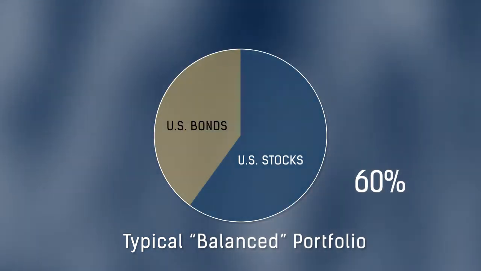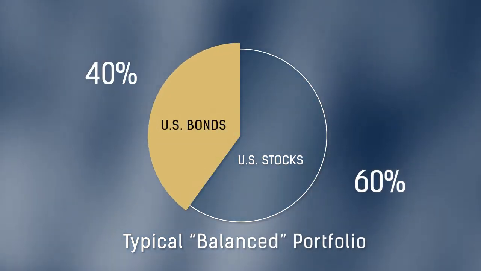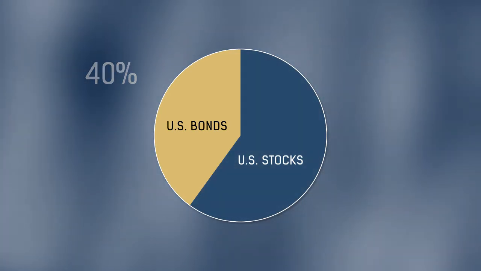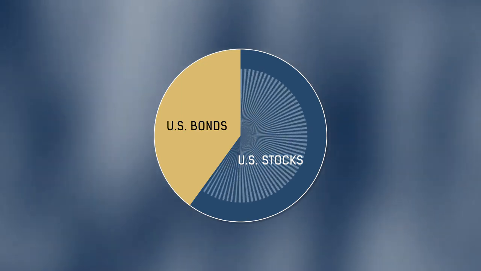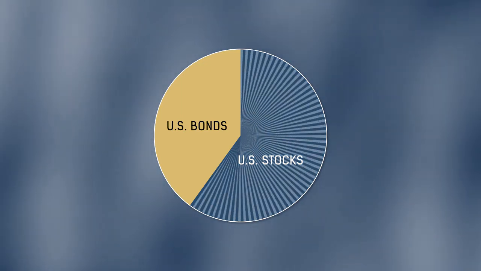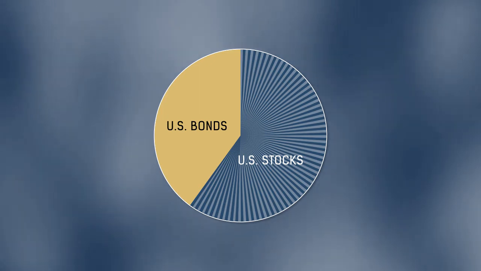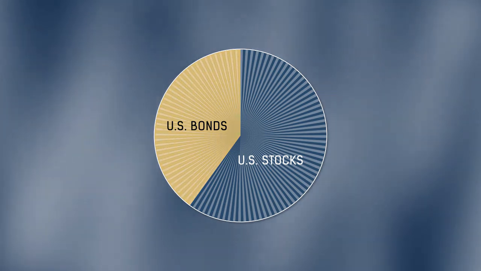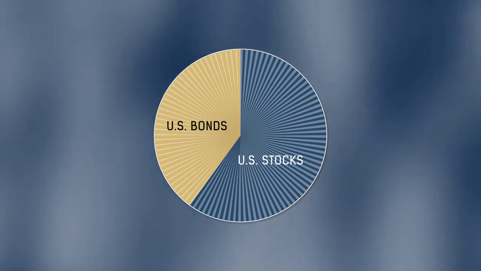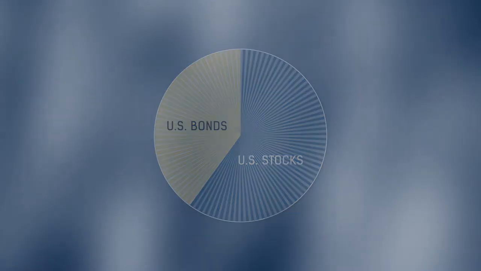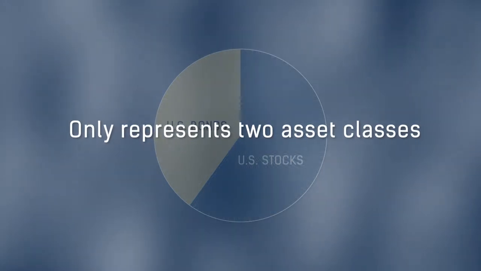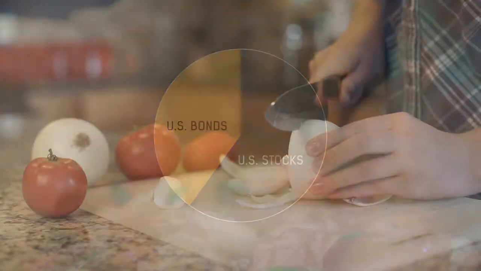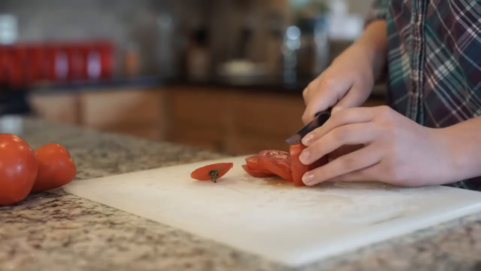stocks and the remaining 40% allocated to U.S. bonds. If a stock mutual fund were purchased, the stock portion of the portfolio might represent up to 500 different U.S. companies. And if a bond mutual fund were purchased, the bond portion of the portfolio might contain several hundred different bonds. While those numbers might sound pretty impressive on the surface, a deeper look reveals that this portfolio really only represents two asset classes: U.S. stocks and U.S. bonds. That's the equivalent of trying to make salsa by only using two ingredients.